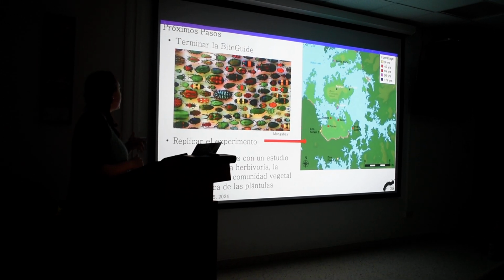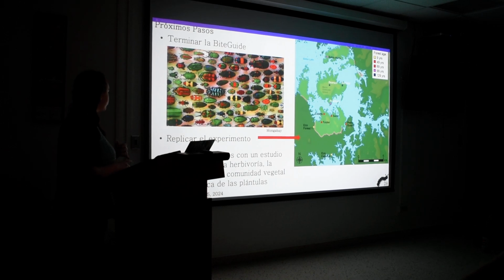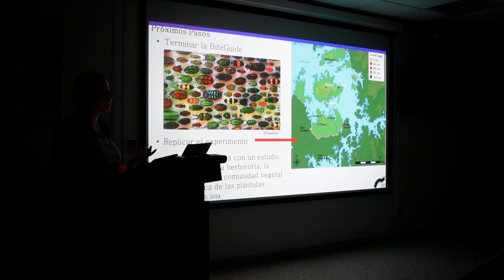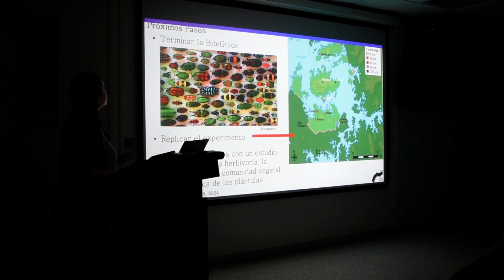And then lastly, this study is part of a larger project that is investigating herbivory, vegetation, and plant community structure and seeding dynamics. So it's playing a core part of some ongoing projects in the lab as well.